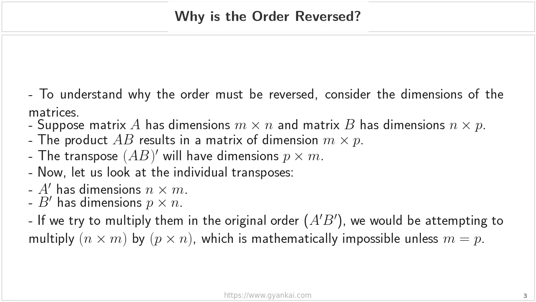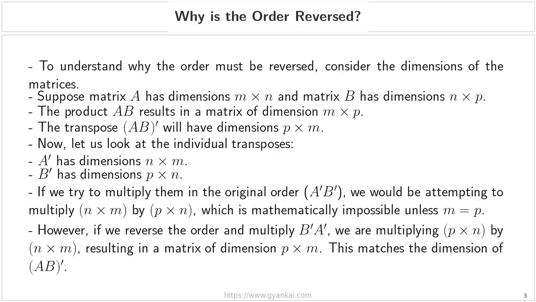As you recall, matrix multiplication is only possible if the number of columns in the first matrix matches the number of rows in the second. In this case, the operation is mathematically impossible unless m equals p. However, if we reverse the order and multiply B prime by A prime, we are multiplying a p by n matrix by an n by m matrix. This is a valid operation, and the resulting matrix has dimensions p by m. This perfectly matches the dimensions of the transpose of the product that we calculated earlier. This dimensional requirement is the mathematical reason why the order must be reversed.